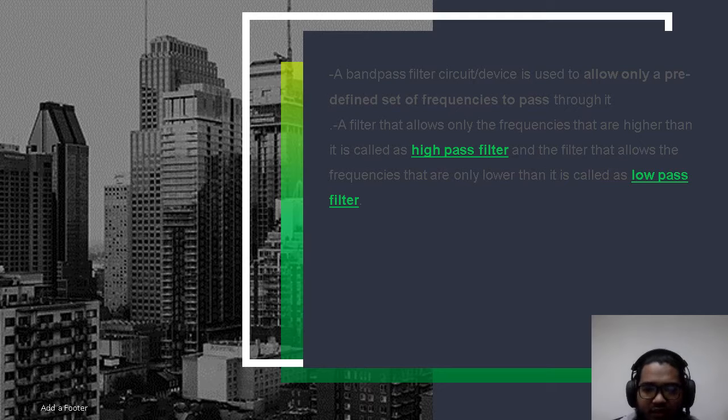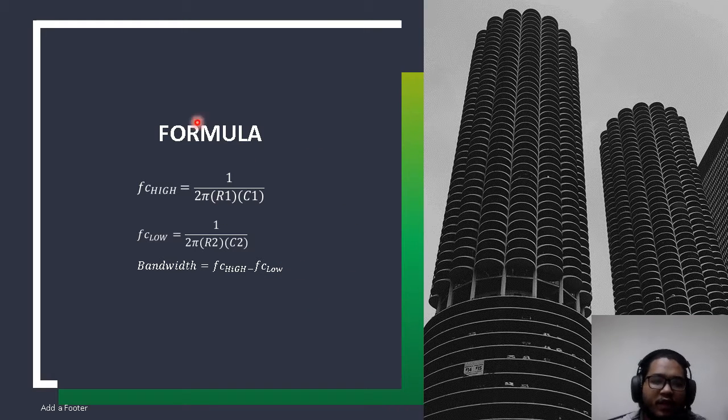If an external source of power is involved, such as a transistor, the filter is called an active bandpass. If it does not involve any active component and consists only of passive components like resistors, it is called a passive bandpass. So this is the formula for the bandpass circuit. Fc high equals 1 over 2 pi R1 C1, and Fc low equals 1 over 2 pi R2 C2, and bandwidth equals Fc high minus Fc low.